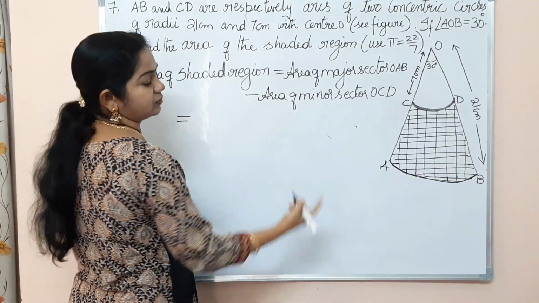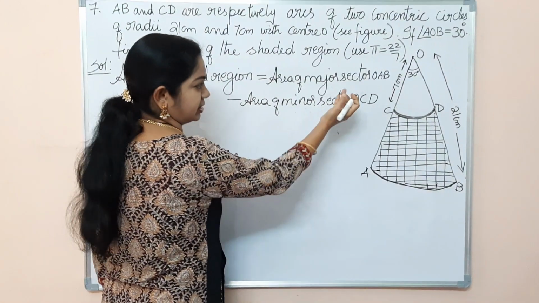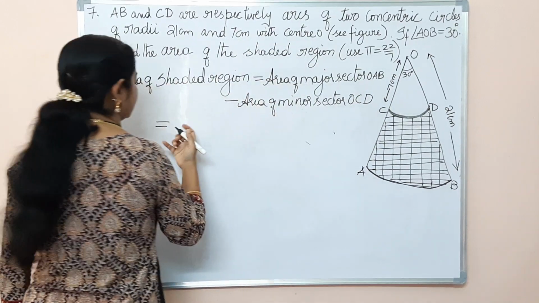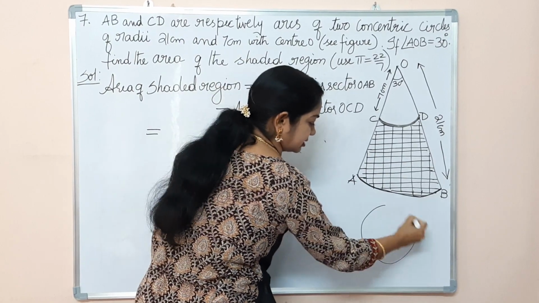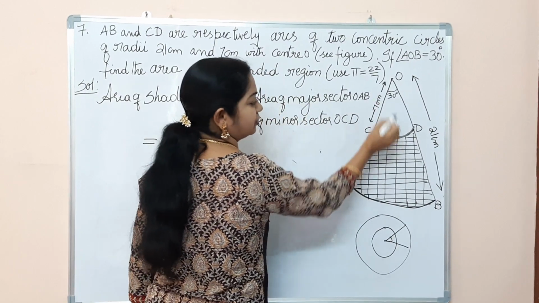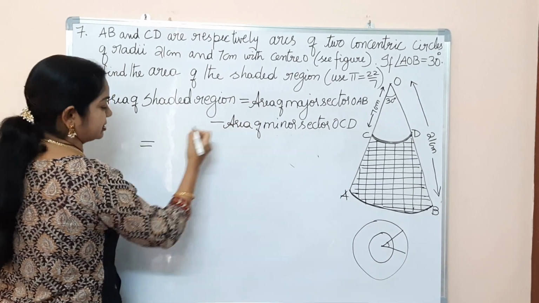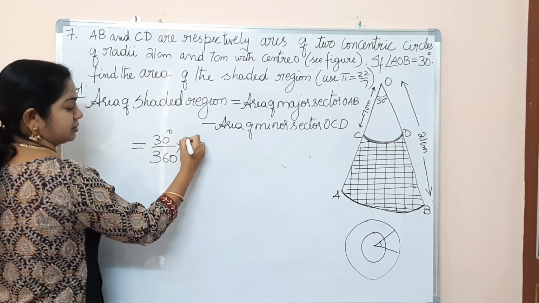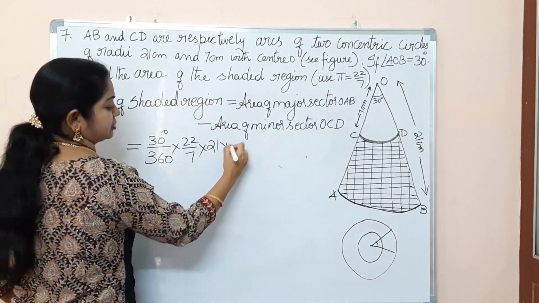So the area of the sector is x by 360 into pi r square. So the r values will change. For the major sector, the r value is 21. For the minor sector, the r value is 7. And the angle is common for both because they are concentric circles having the same center. So x by 360, for the major sector x is 30 degrees by 360 into 22 by 7 into 21 into 21.